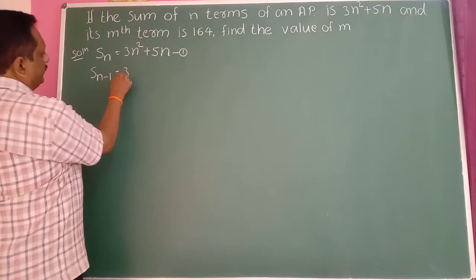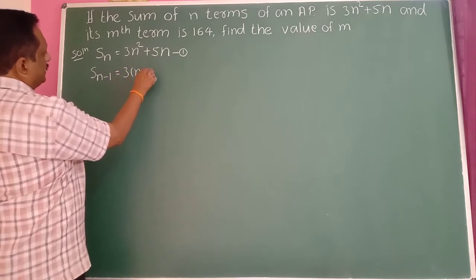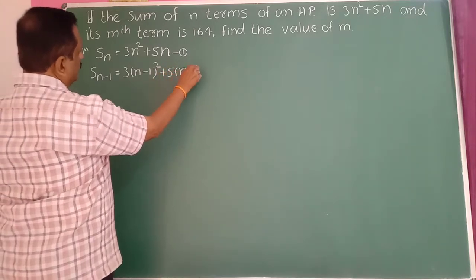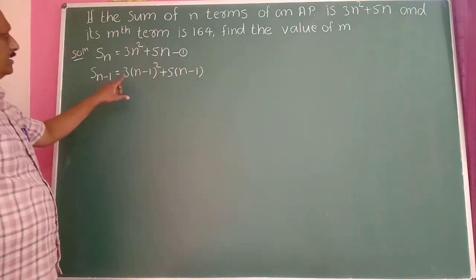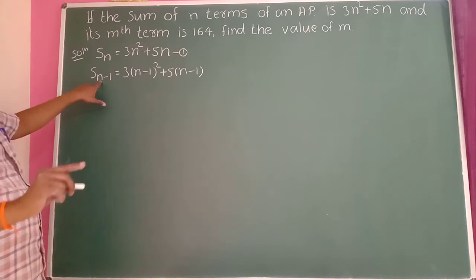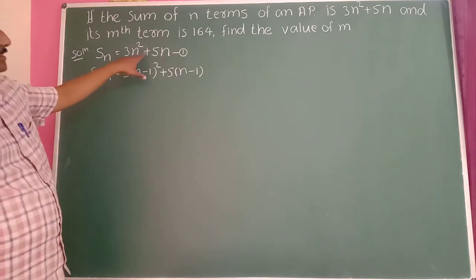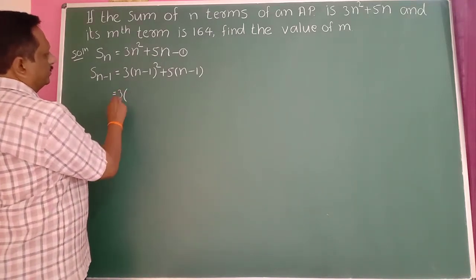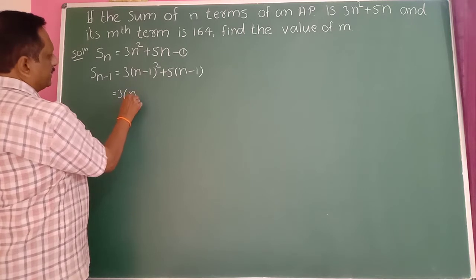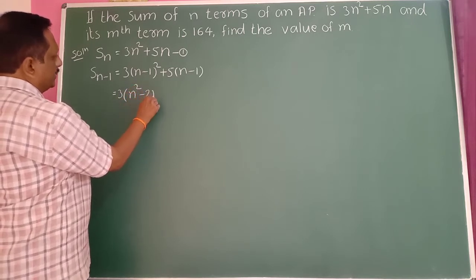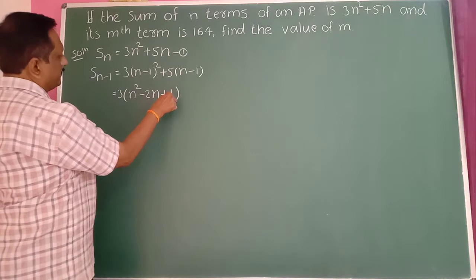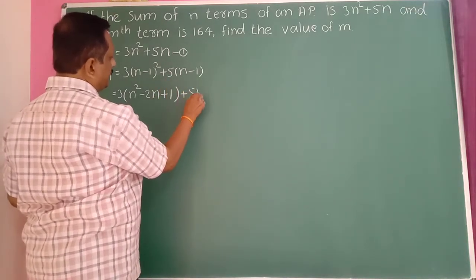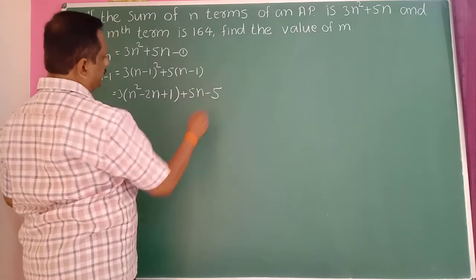So 3 into (n minus 1) whole square plus 5 into (n minus 1). The sum of n minus 1 terms means just replace n by n minus 1. Therefore, this is equal to 3 into (n minus 1) square, which is n square minus 2n plus 1, then take 5 inside a bracket: 5 into n becomes 5n minus 5.